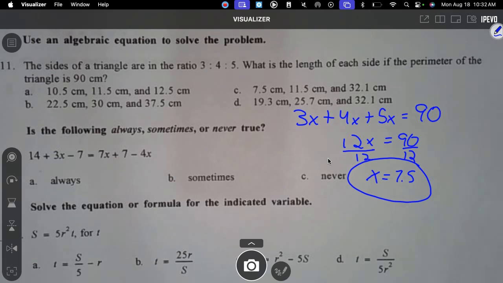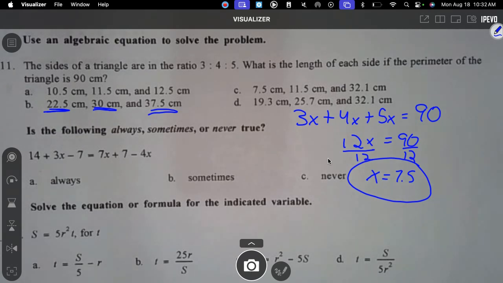That's why there's times 3, the 3, and then the 4, and then the 5. So what is 3 times 7.5? 22.5. What is 4 times 7.5? 30. And then what is 5 times 7.5? 37.5. Do y'all understand that?